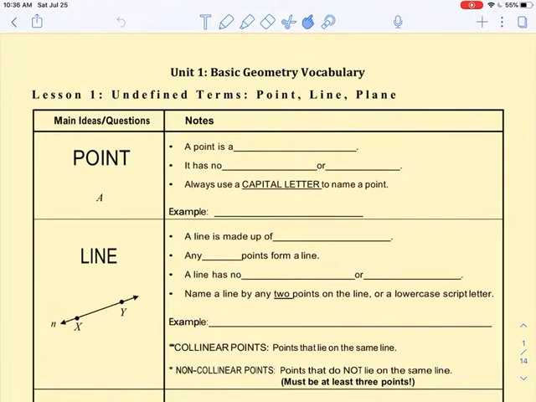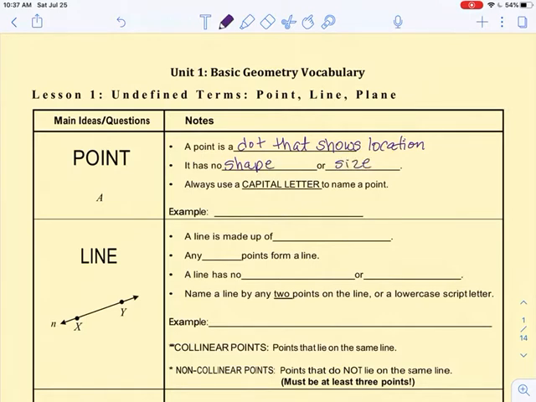So these terms don't really have a real definition, but we use them to describe other things, so it's important to understand their meaning. So the first undefined term is a point. A point is a dot that shows location. We really use a point to label stuff, to identify stuff, to name stuff. A point, technically, has no shape to it and no size to it.